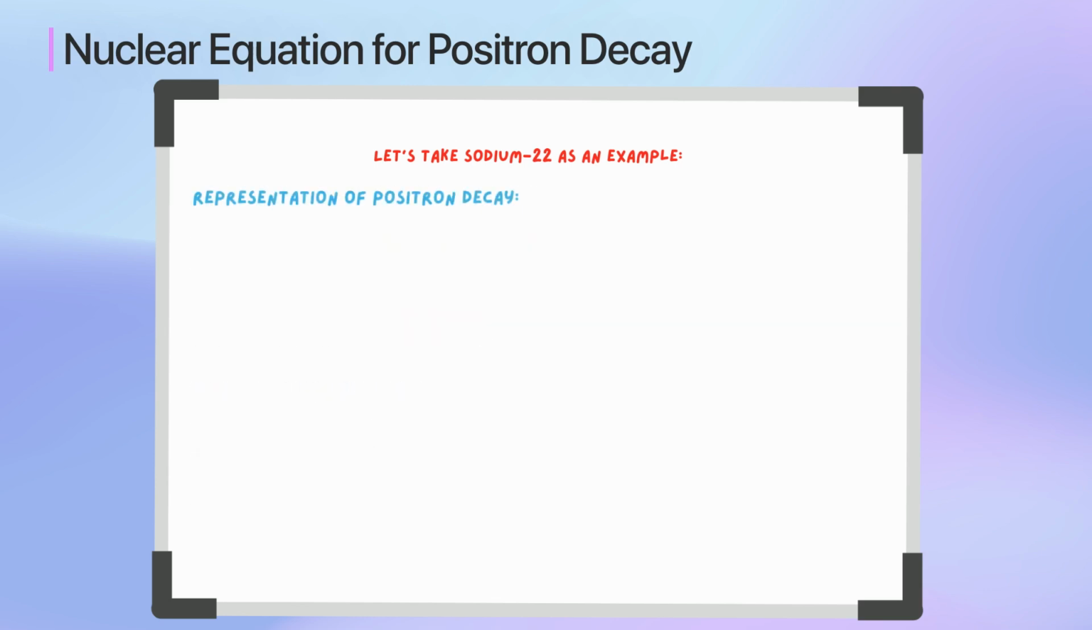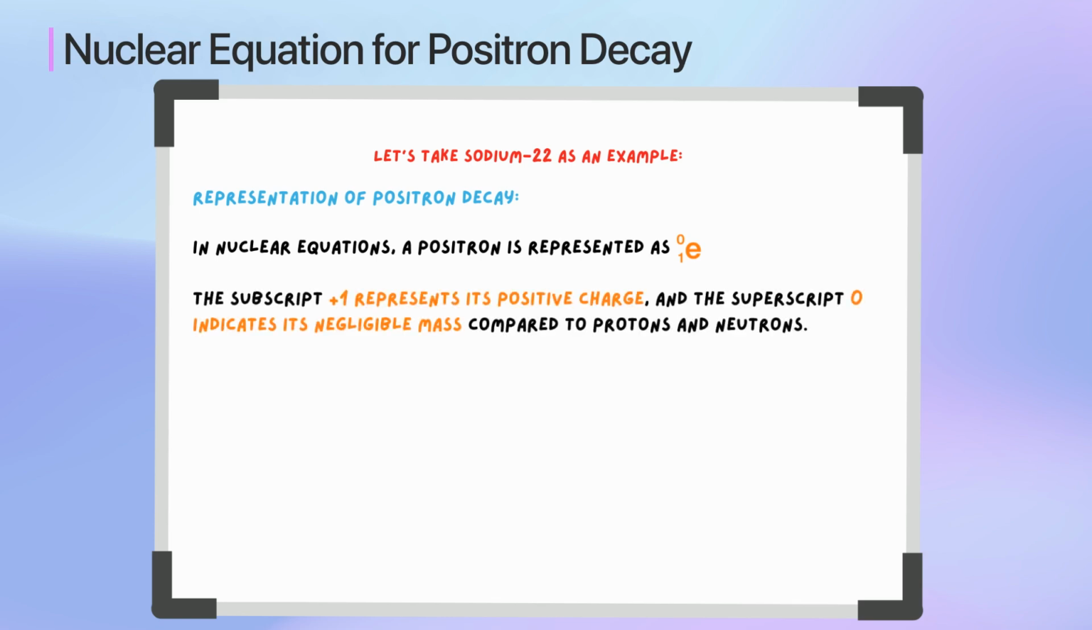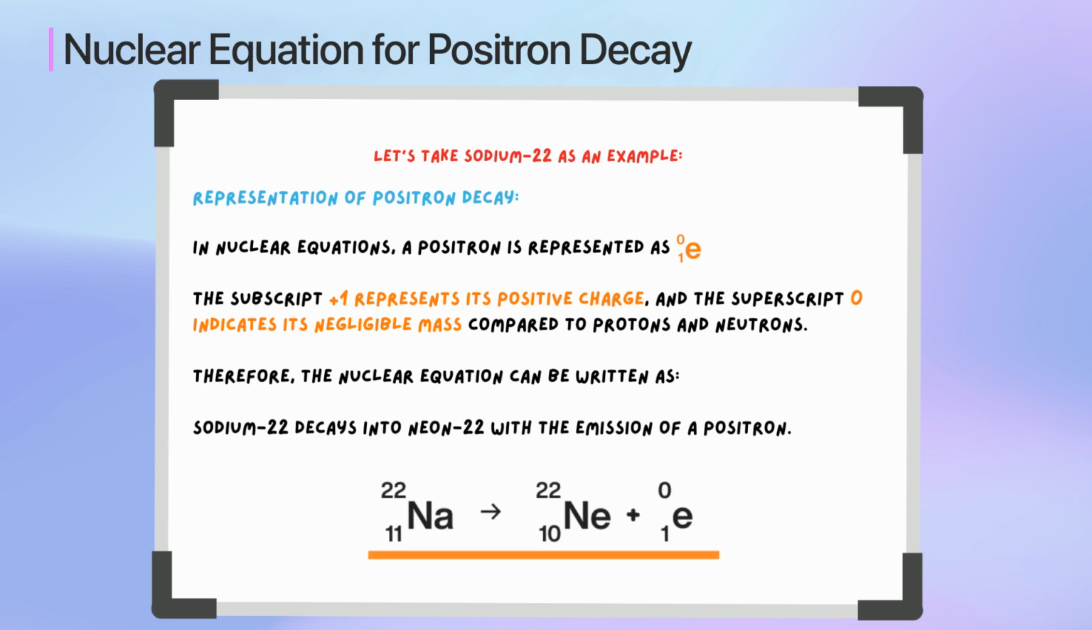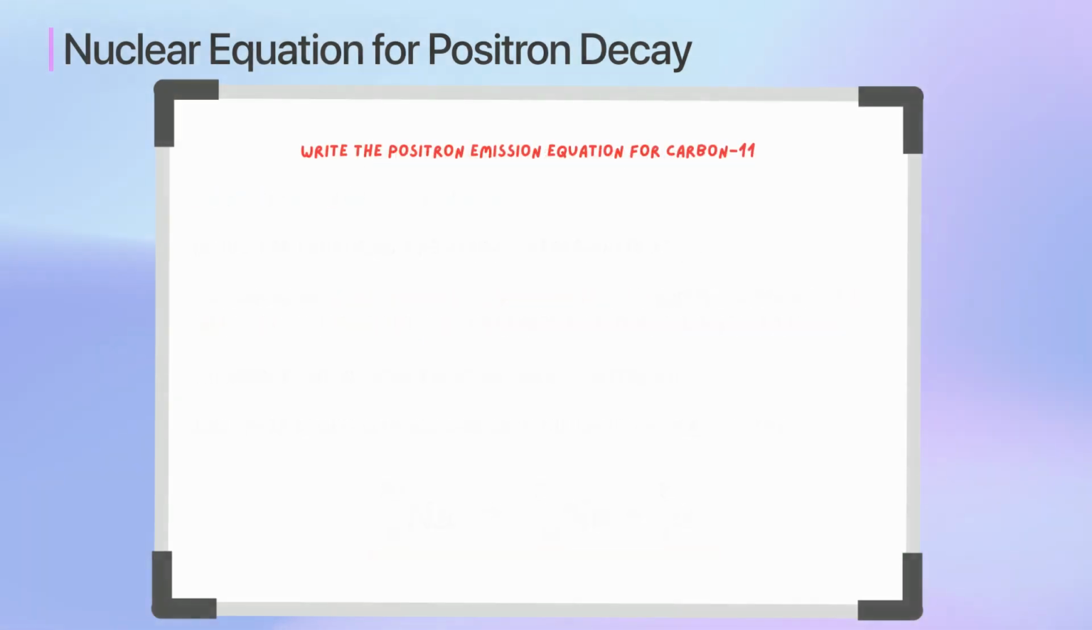We can now write out the representation of positron decay. In nuclear equations, a positron is represented as shown on the whiteboard. The subscript +1 represents its positive charge, and the superscript 0 indicates its negligible mass compared to protons and neutrons. Therefore, the nuclear equation can be written as Na-22 decays into Ne-22 with the emission of a positron. Let's apply what we've learned to a few more specific problems regarding positron radiation to consolidate our understanding.